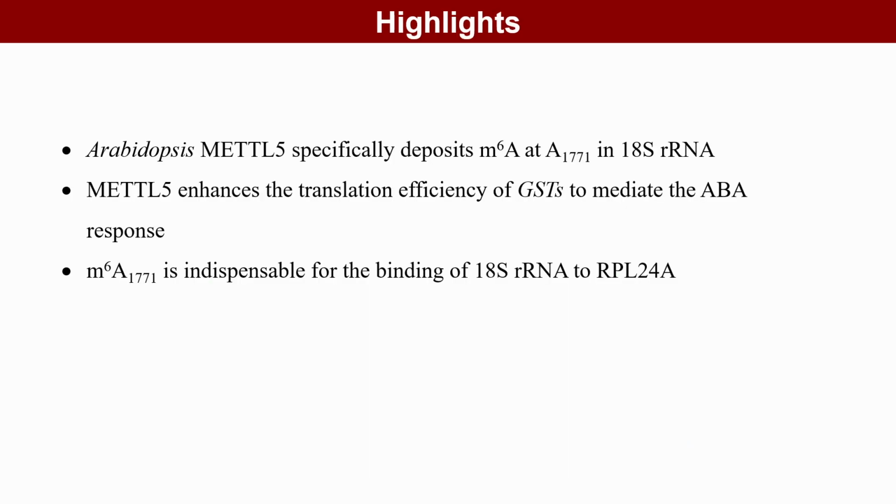Highlights: Arabidopsis METTL5 specifically deposits m6A at A1771 in 18S rRNA. METTL5 enhances the translation efficiency of GSTs to mediate the ABA response. m6A1771 is indispensable for the binding of 18S rRNA to RPL24A.